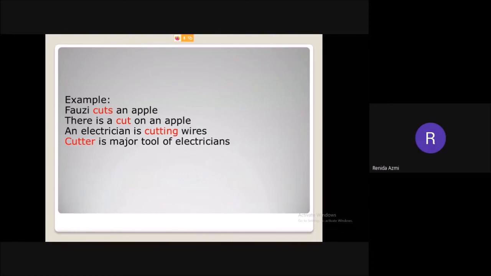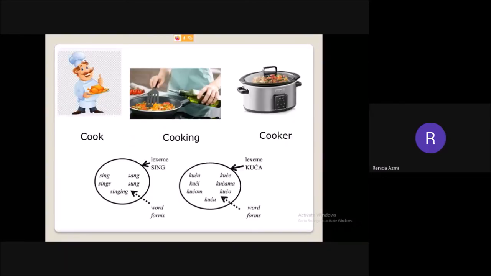Example for sentence: Fauzi cuts an apple. Cuts as a verb. There is a cut on an apple. Cut as a noun. In the third example, an electrician is cutting wires. Cutting as verb. Cutter is a major tool of an electrician. There are three pictures. Cook, shown in the picture. Cooking. And cooker, which is used for cooking. And then this is an example.